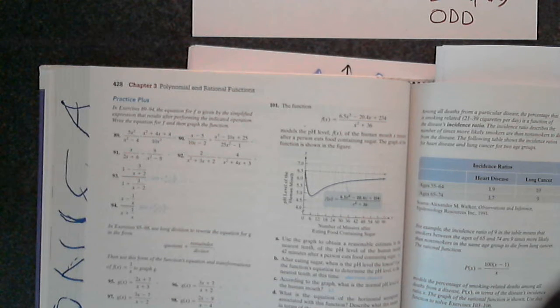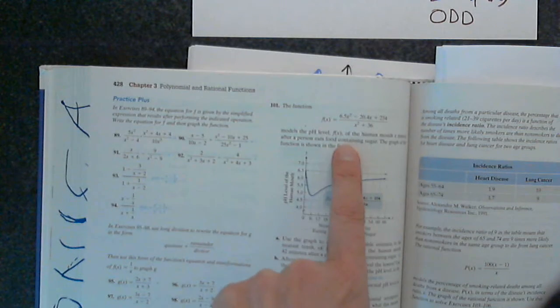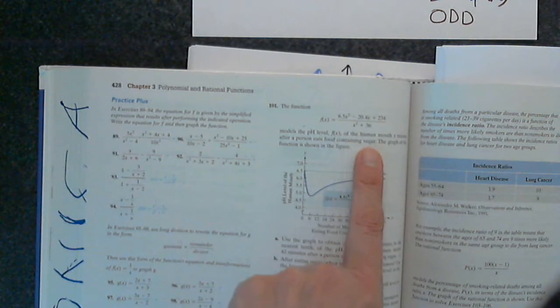Okay. So now let's read. We know it's type 1. We know it has a horizontal asymptote. We know that possibly x has some sort of value that starts at 0. It's nothing to the left-hand side of 0, no negative number. Well, let's see what they want. Ready? It models the pH level f of x of the human mouth x minutes after a person eats food containing sugar.